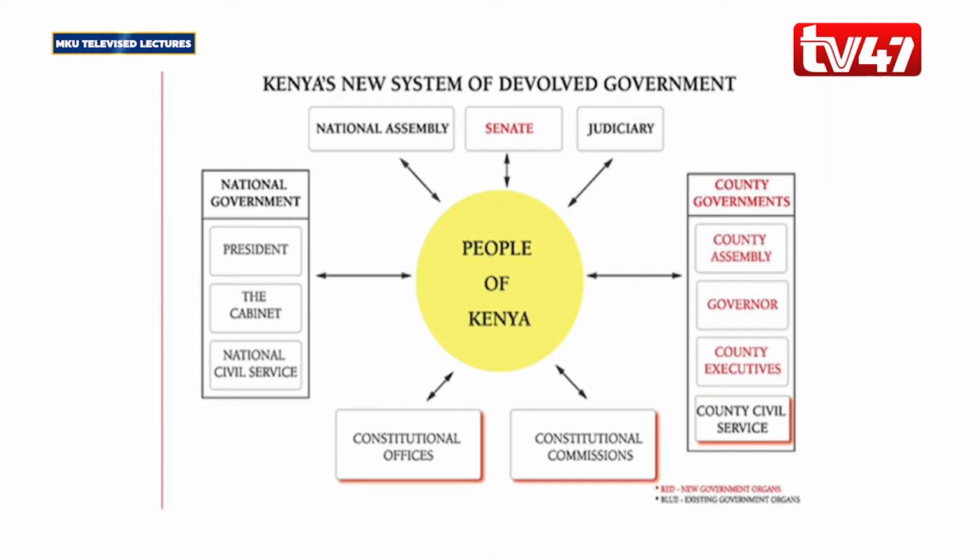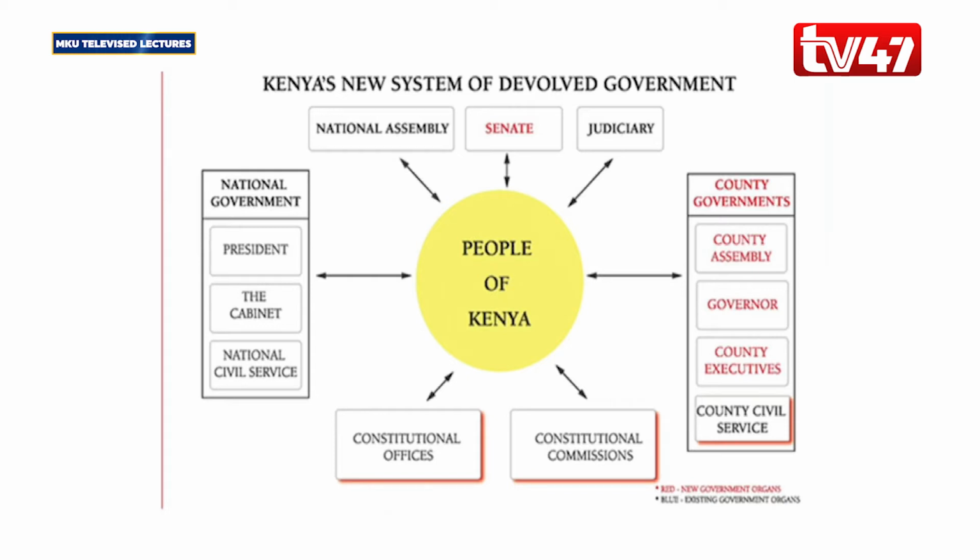Then the other structure, or the other end, is what you call the devolved units of administration. And these are the county governments. And in Kenya, since the constitution passed, there are 47 counties. Each of these counties is headed by a governor. So the will of the people at the county level is represented through the governor.